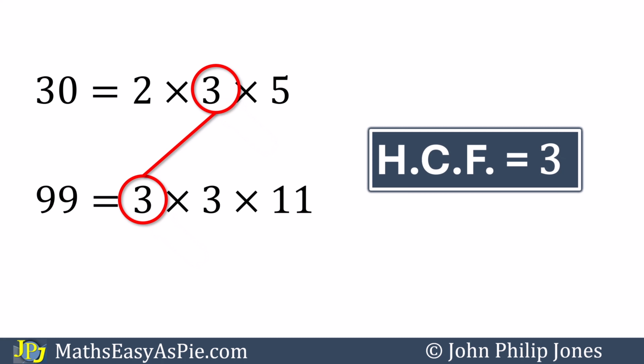Consequently, we can say that the highest common factor of 30 and 99 is 3, meaning this is the biggest number that will divide into 30 as well as also dividing into 99. I will take the information that I've just calculated to the next slide. So I take across the highest common factor being equal to 3, and now I can turn my attention to the fraction 30 over 99.